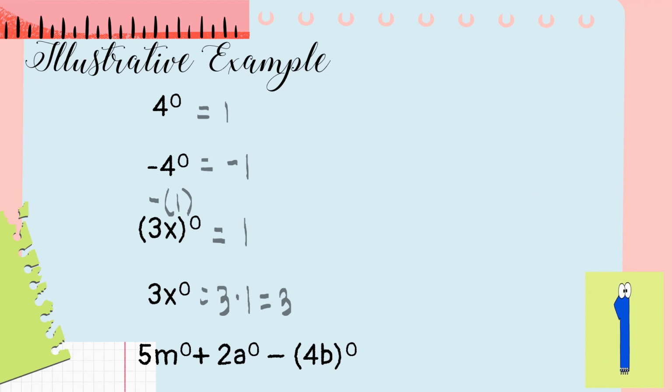And last one, 5m raised to 0 plus 2a raised to 0 minus the quantity 4b raised to 0. So 5m raised to 0 is 1 plus 2a raised to 0 is 1 minus this is raised to 0. So the expression is raised to 0. So this is 1. So we get 5 times 1 is 5 plus 2 minus 1. 5 plus 2 is 7. 7 minus 1 is 6.